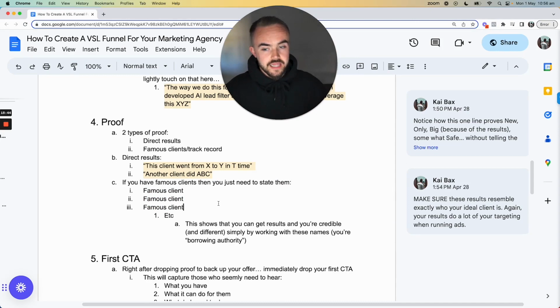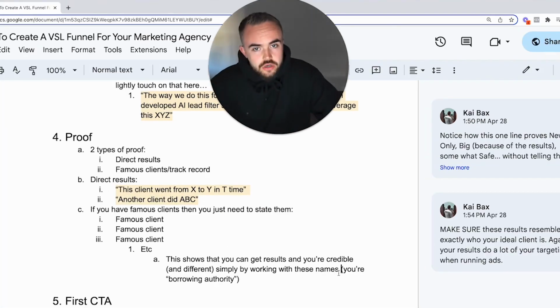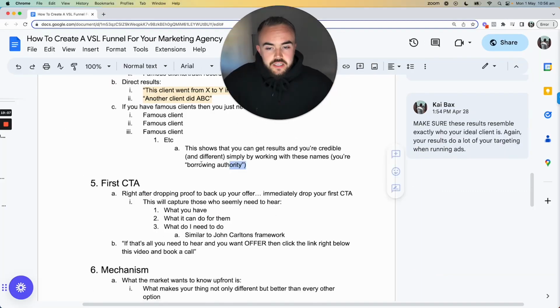Instead of saying this client did this, you would just say, we've worked with famous client, famous client, famous client. This shows that you can get results and you are credible and different, because not everybody in your space has worked with those clients. So it's a point of differentiation simply by working with the names. Does that make sense? If you've worked with famous people, then obviously you can get results. It implies it without you needing to say it. As I say, you're borrowing authority.